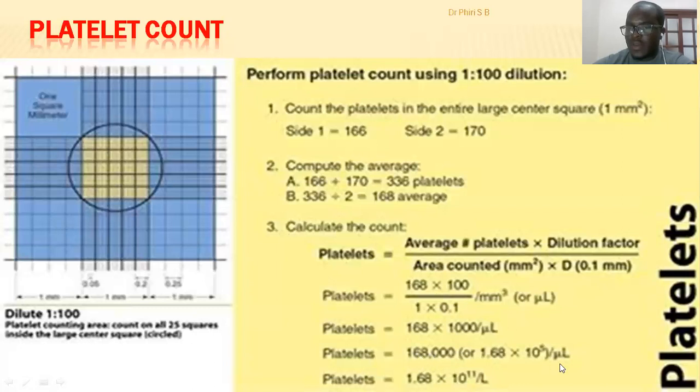1,068 platelets per microliter of blood. If you compare to the normal range, the normal range should be between 150 to 400,000 platelets per microliter of blood. So this is within the normal range, so you know to say that the platelet counts are okay. If it was something pointing to dysfunction of platelets, you would say the count is not okay, then you start looking at other issues to come up with a diagnosis.